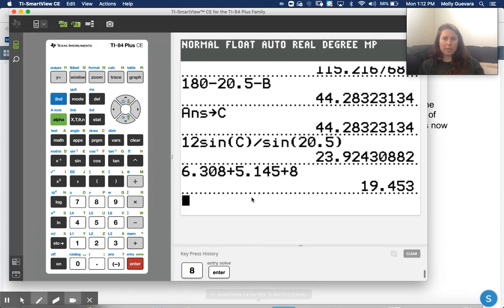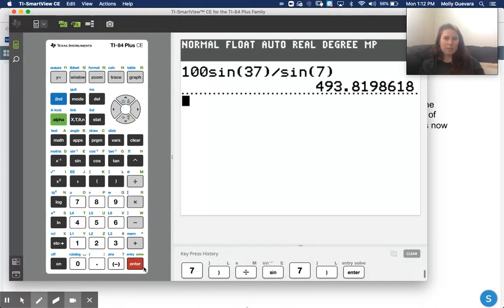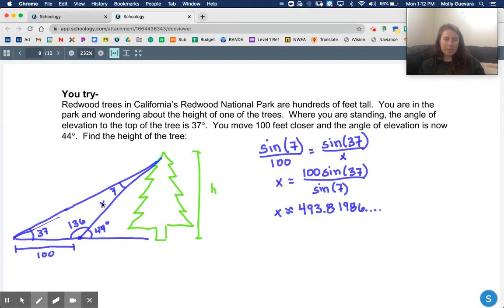So I'm going to actually do it on here, right? So I have 100 sine of 37 divided by sine of 7. And I'm going to store this under x, just because that's what we use to find our number, but it doesn't matter. You can store that under whatever you want. Okay, so now I know this value.